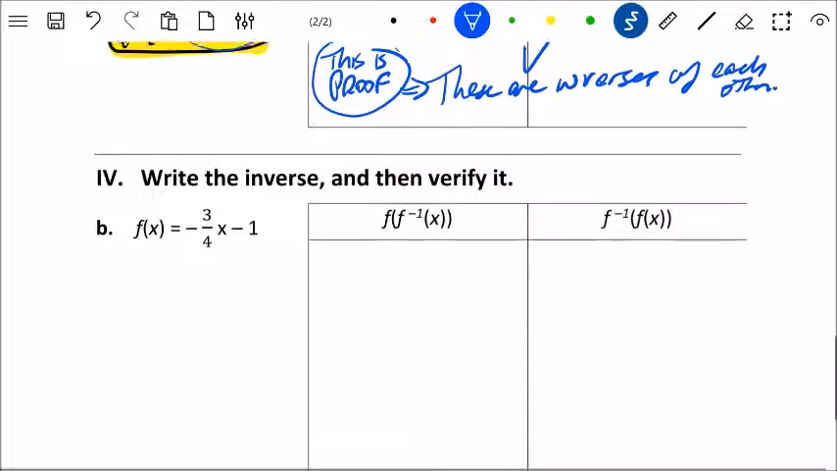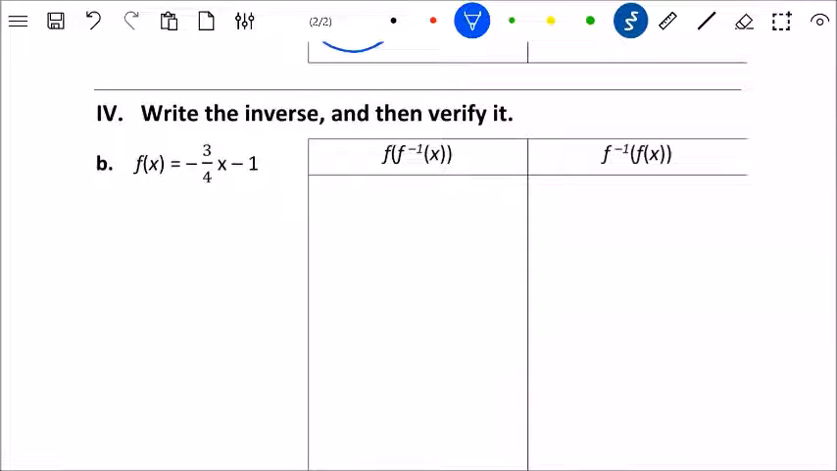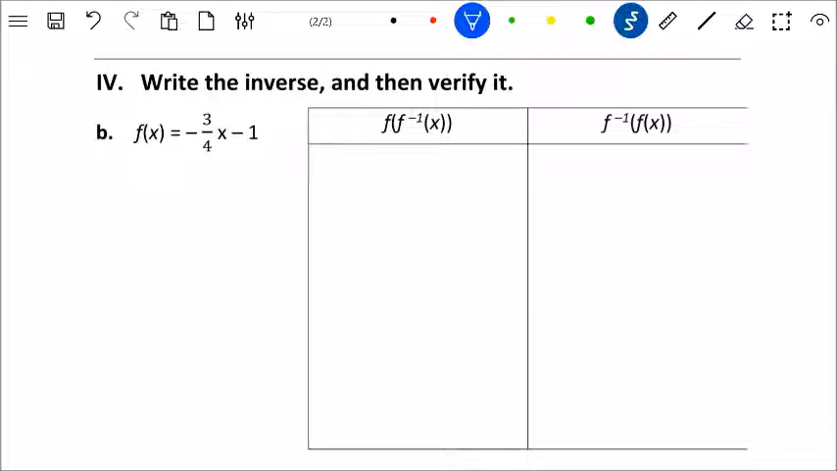So let's use negative 3/4 x minus 1. Go ahead and take a moment to pause and do this. Find the inverse first and then check them with each other to make sure that they really are true, that you really did do it correctly. Go ahead and do that and then come on back here and I'll do it too. All right, welcome back.